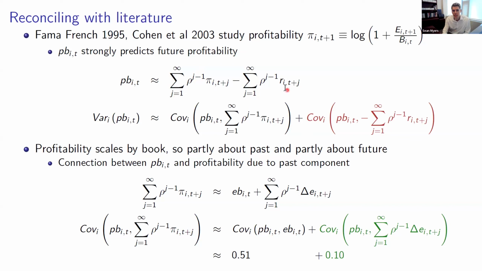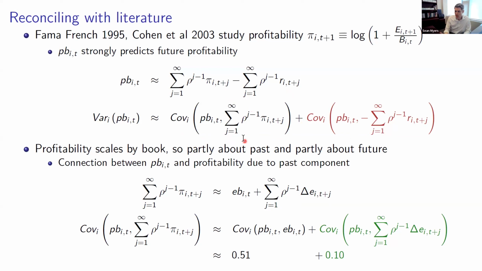Then you can do a similar variance decomposition where differences in price book ratios have to be due to price book ratios positively predicting future profitability or price book ratios negatively predicting future returns. Now, I just showed on the last slide that we estimate this red term, and we find that it accounts for about 40% of variation in price book ratios. So already from what we're showing, we find that this black term here accounts for almost 60% of the variation in price book ratios. So we're in complete agreement with the previous literature that future profitability seems to account for a lot of variation in price book ratios.